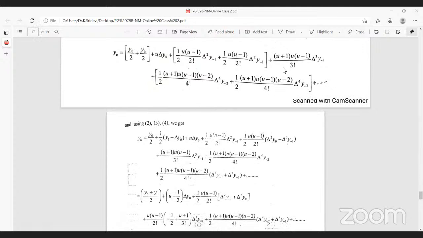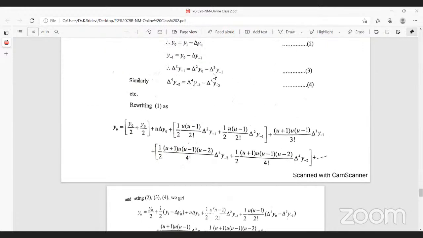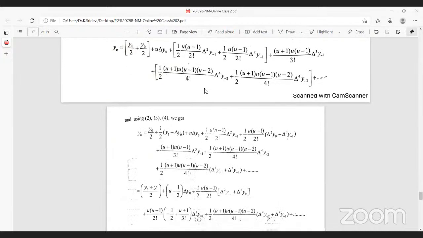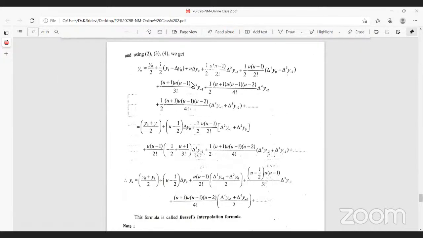Next, what is the term here? 2 plus 1, delta cube y minus 1. Take as it is, plus, and then there are two terms. Take the first term as it is, and change this term. From this term, 1 by 2, and this expression, change this expression, delta power 4 y minus 2. That expression is this one. Substitute in this one. Like this. Now after getting this one, we are going to simplify this.